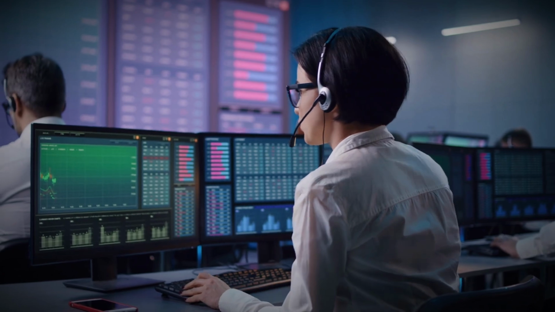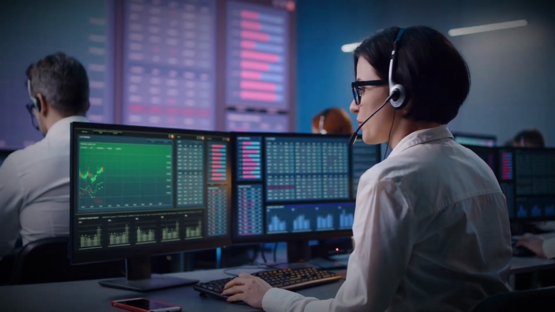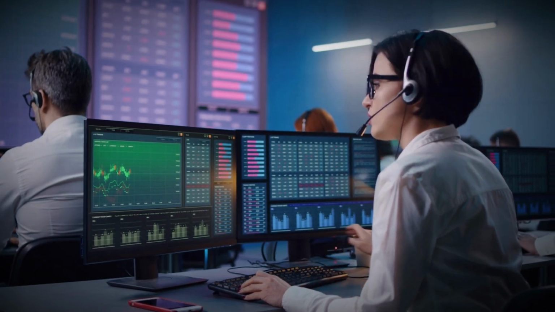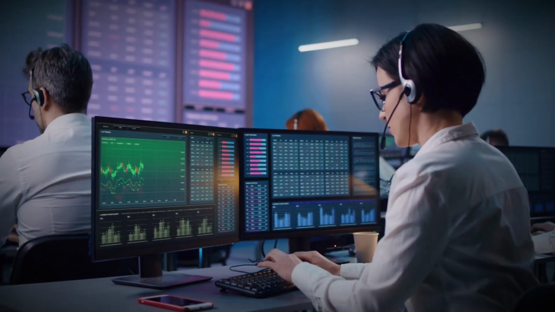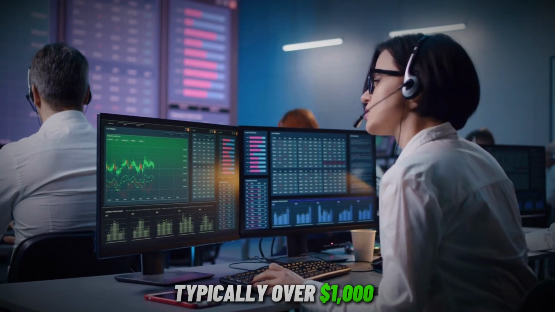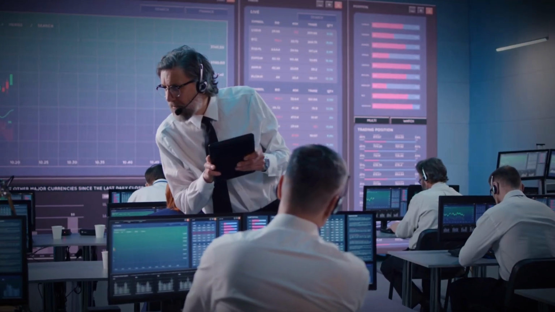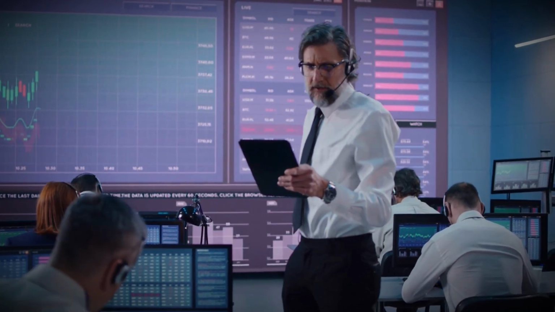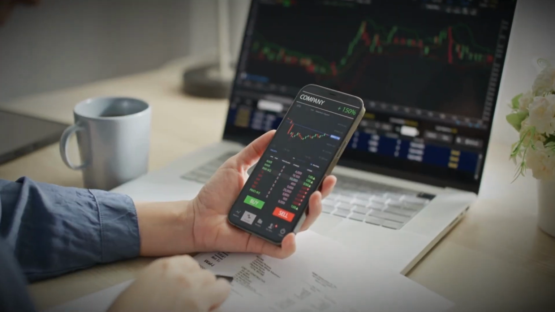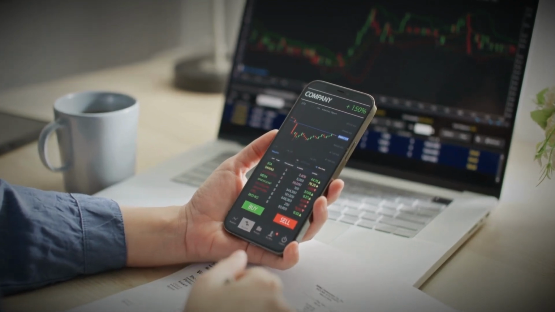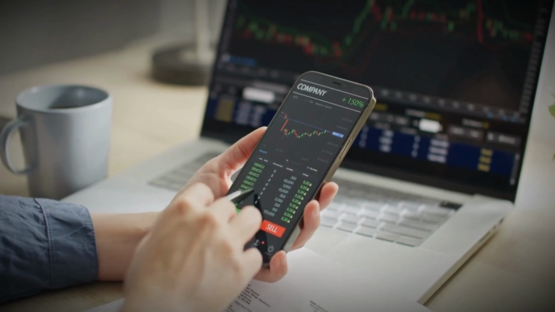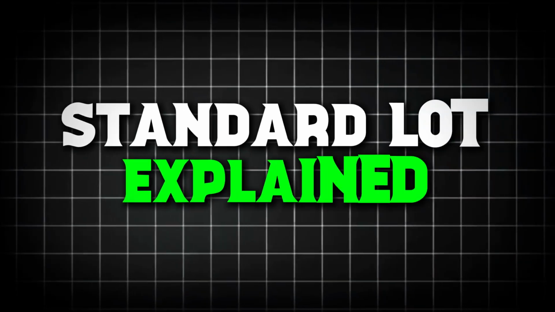Mini lots are the middle ground between small and large trading. They are often used by traders who already have some experience and a larger account size, typically over $1,000. With mini lots, you feel more impact from market movements while still keeping risk at a reasonable level. For traders who want to move beyond testing but aren't ready for the high stakes of standard lots, mini lots are the ideal step.